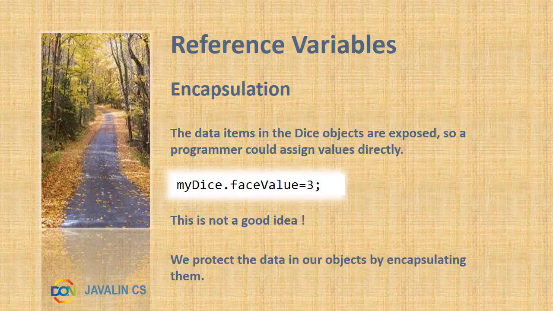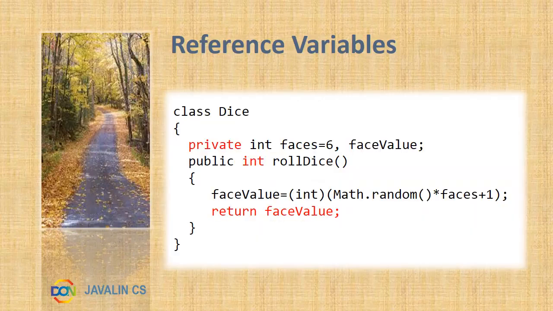Now there is a problem with what we've done so far, and that is that the data items in the dice objects are exposed. What I mean by that is that a programmer could use a command like the one on the screen to change the value of face value without using the roll dice method, and we don't generally want that to happen. We'd like to be able to protect the data in our objects, and by doing that we encapsulate our object and hide the inner workings of it from the rest of the program.